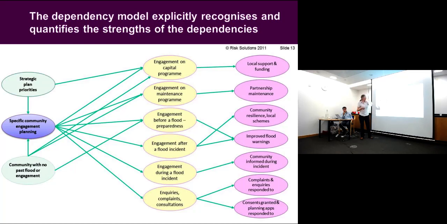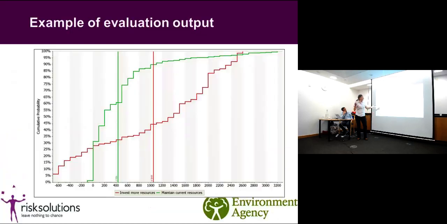And this has two advantages. It allows you to capture the uncertainty implicit in expert judgment, and it also allows you to capture the uncertainty that is implicit in the very, very complex processes by which these engagement activities lead to reduced impacts, reduced flooding impacts. And as probabilistic, you end up with probability distributions as your outcome.